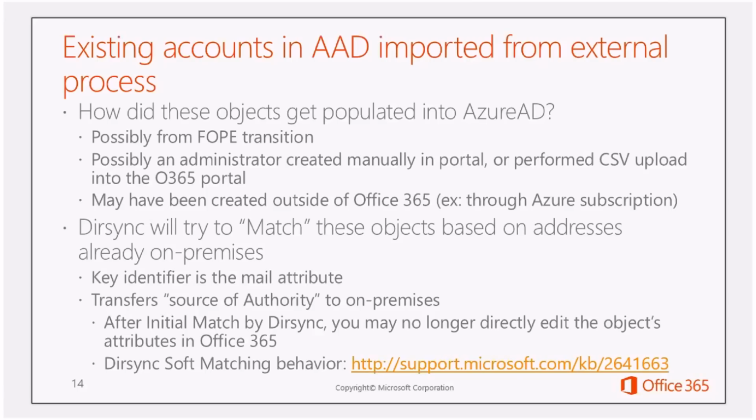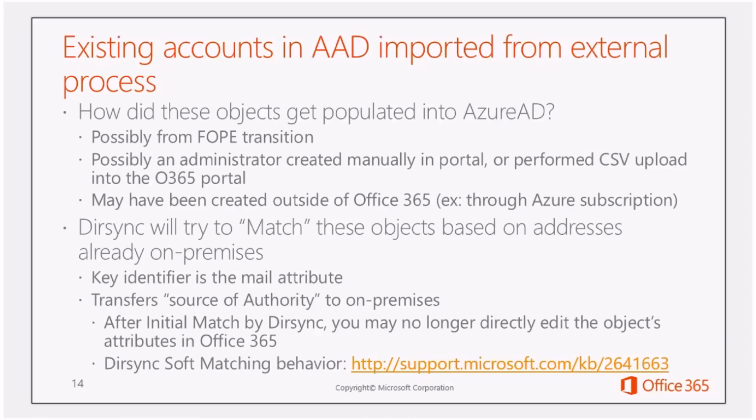And so that's another way that your Azure Active Directory may have been populated with objects that you don't remember having created manually. And lastly, an admin could have uploaded objects directly into the portal using a CSV file. Later on, when you run DirSync, DirSync will find objects on premises and will try to match based on whether or not there's an object with the same email address to the object in the cloud.